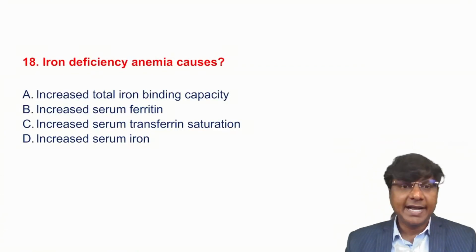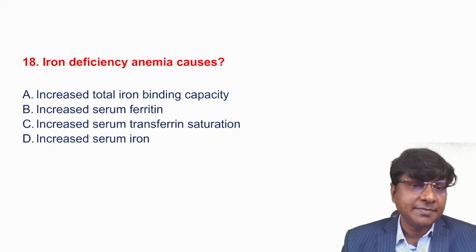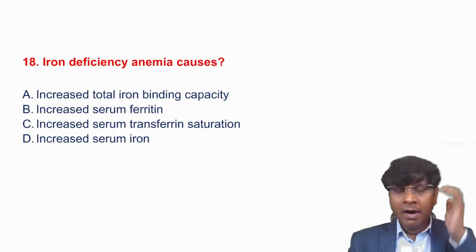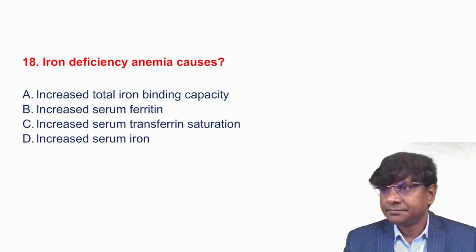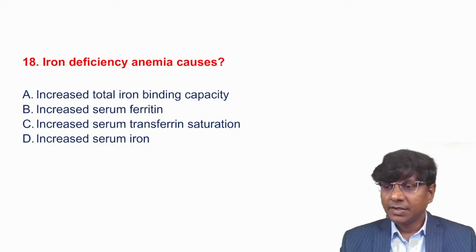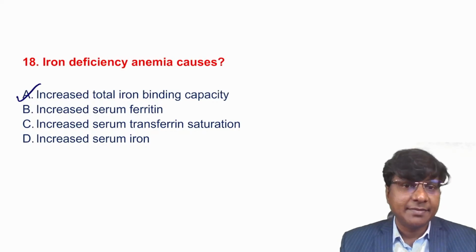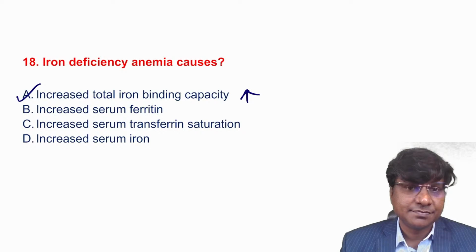Iron deficiency anemia causes increased total iron binding capacity, increased serum ferritin, increased serum transferrin saturation, and increased serum iron. Right, very good, Anvesha Panda and Barsha Rani. That is increased total iron binding capacity. So, in case of iron deficiency, what will happen to your TIBC? The TIBC, that is total iron binding capacity, increases, right?